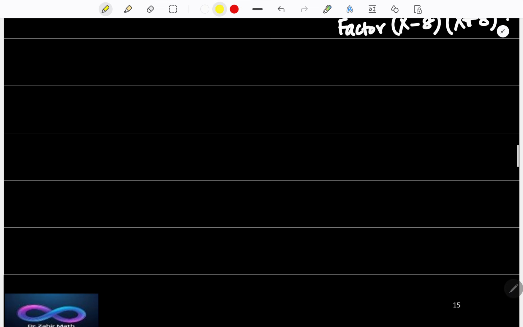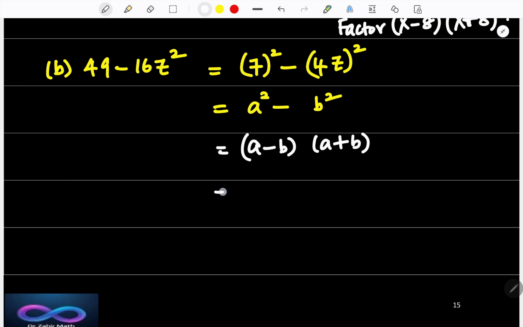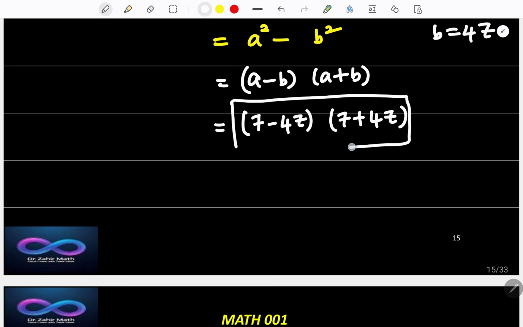Question B. Question B is 49 minus 16 z square. Right. This can be written as, 49 can be written as what? 7 square. 16 can be written as what? 4 square. Z square can be written as what? Z to the power of 2. So it is a square minus b square. What is a and b? A minus b times what? A plus b. So what is your a? A is equal to 7. What is your b? It's 4z. So what are we going to write? The answer: 7 minus 4z and 7 plus 4z. This is your answer. Clear all of you?